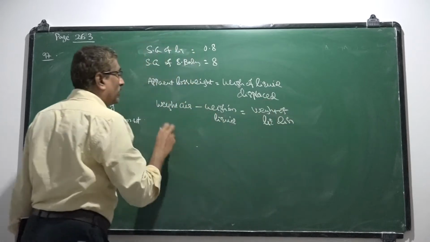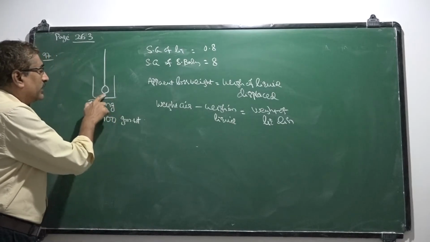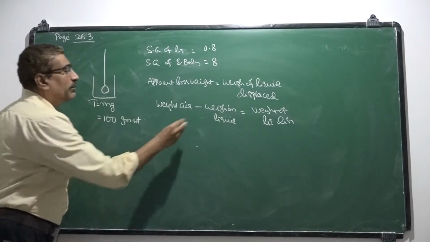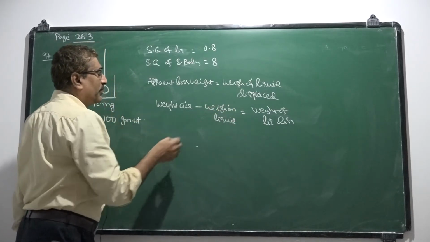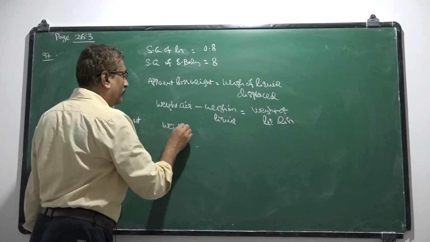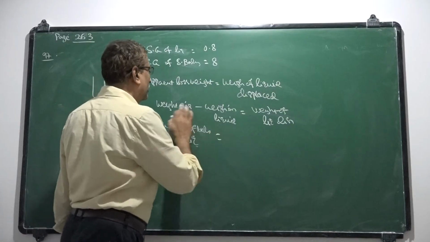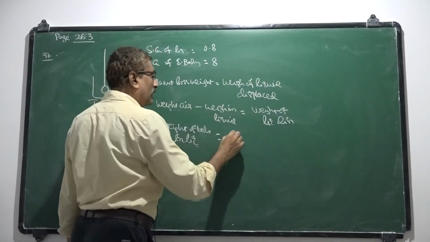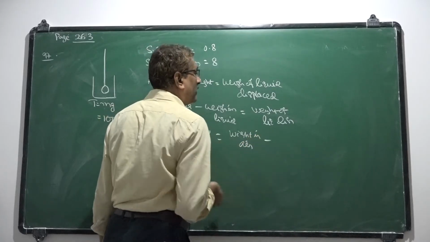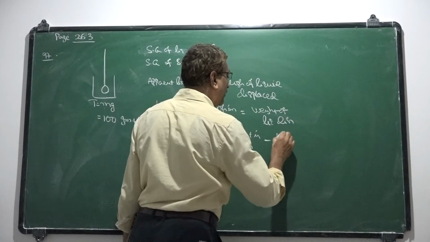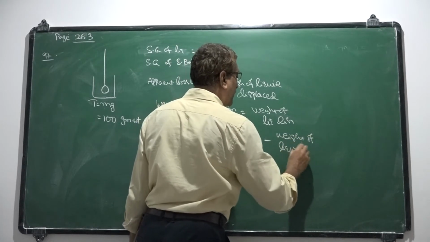Okay. Now, we have to calculate weight of the body in liquid. We have to find the tension in the string when it is immersed in the liquid. That means we have to calculate this one. So, weight of this body in liquid is equal to this minus this. So, weight in air minus weight of liquid displaced.